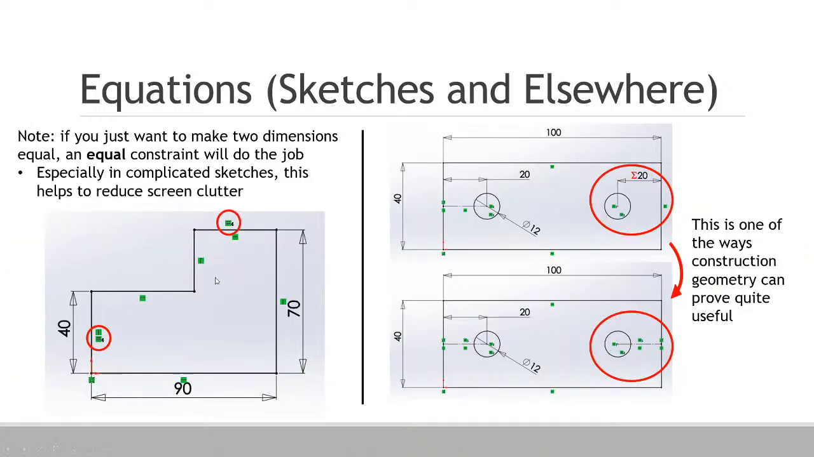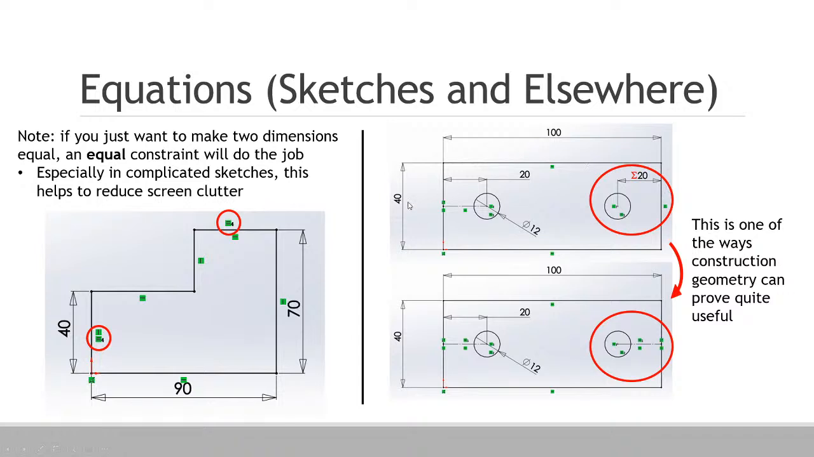Sometimes, though, if you just want two dimensions to be equal, you can also, in a bit more compact way, just use the equal constraint. So you select that edge and make them equal. That can be handy for reducing clutter on the screen. And it's one of the useful instances where construction geometry comes in handy. We can create two construction lines and just set them equal, and that achieves the same thing as two dimensions would.